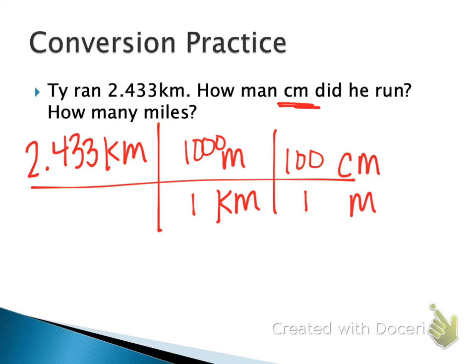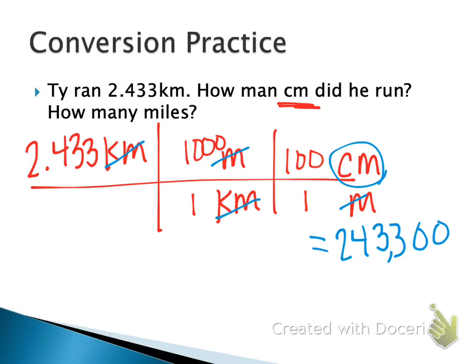So we check our units to make sure we didn't put anything upside down. Kilometers, kilometers, meters, meters. We're left in centimeters. Run the math, which should end up with 243300, I think. 243,300 centimeters, possibly.